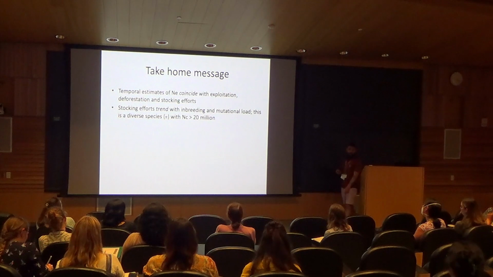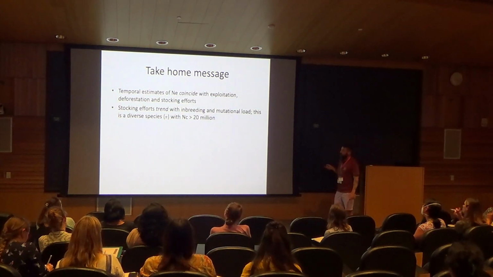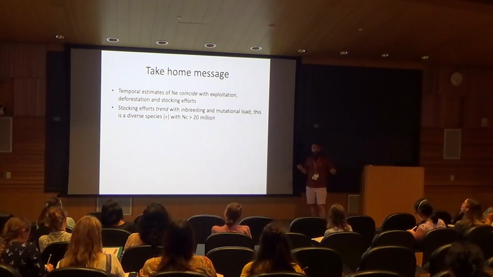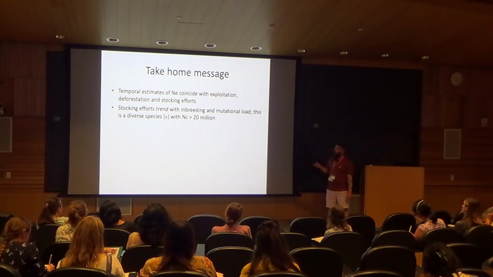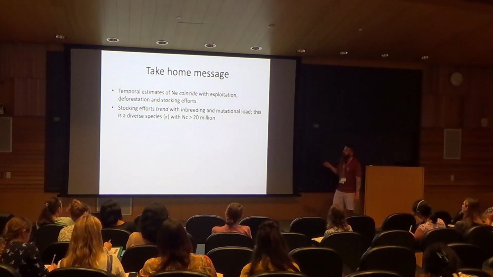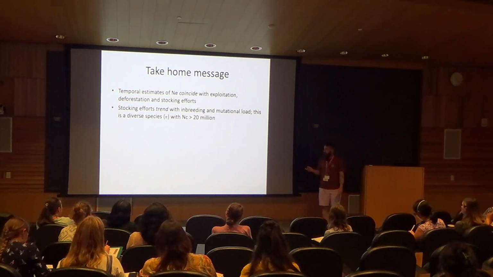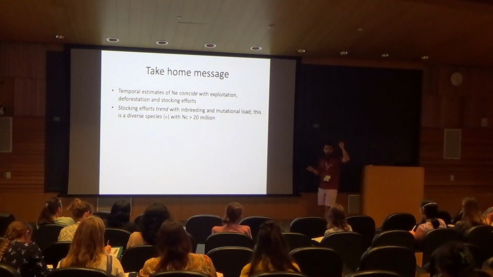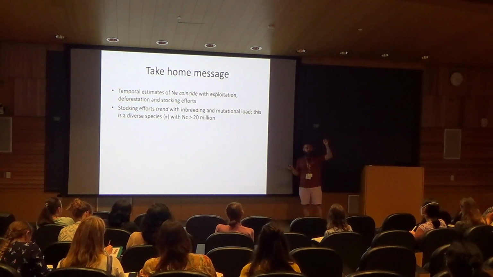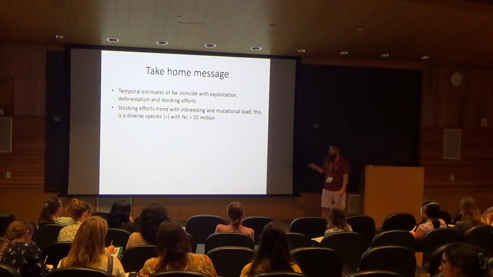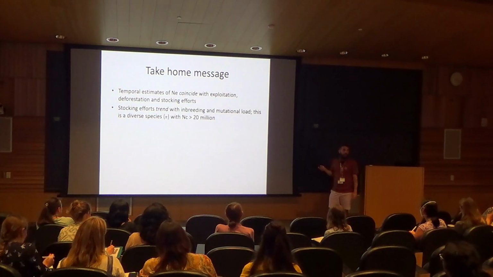And so just to summarize this first part, these temporal estimates of Ne are amazing now. The power we have, and in our case, they coincide perfectly with exploitation, and deforestation was a big issue too, and stocking efforts. And I think important for this meeting, when that population was at its low, hundreds of animals to tens of animals, and we started restocking it, that has an effect on mutational load and inbreeding.